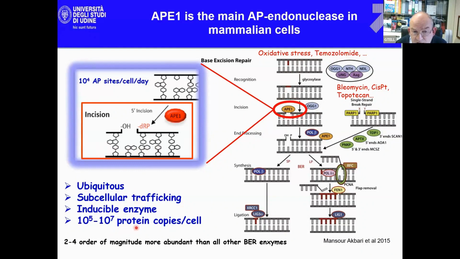We measured the protein copies present in mammalian cells, and it is an extremely high number, 2 to 4 orders of magnitude more abundant than all other base excision repair enzymes. This means that if the protein is more abundant, there is a dangerous possibility that we have an accumulation of this toxic lesion if there is no coordination between the enzymes of the pathway and the extent of the damage that must be coped with by the pathway itself.